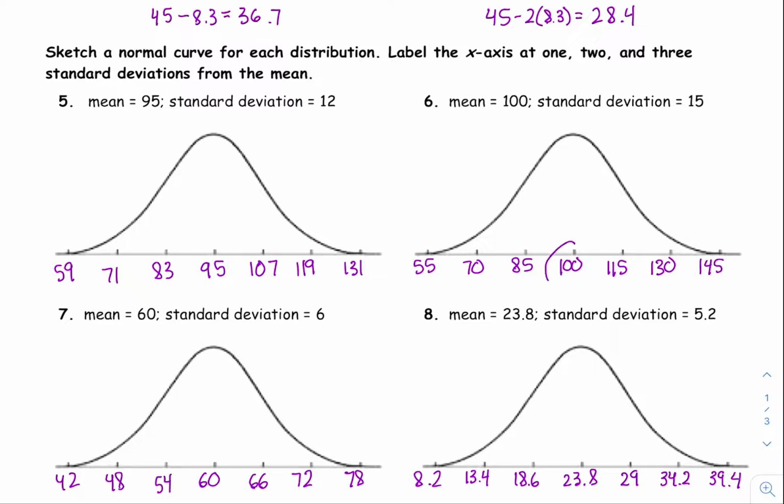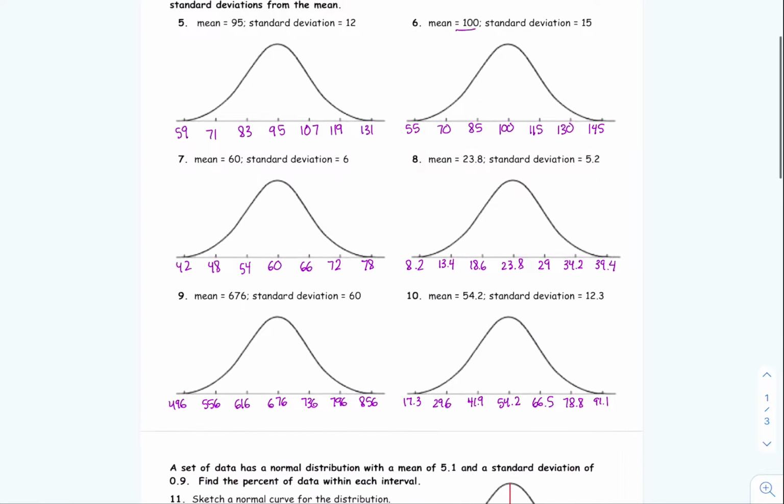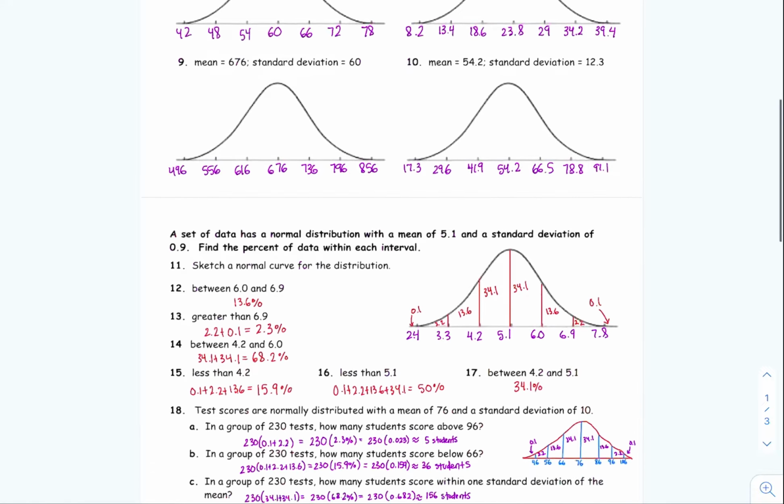Like this one, the mean is 100, so you put 100 in the middle, and then you go plus 15, plus 15, plus 15. 100 in the middle, minus 15. One standard deviation away, which is 15. Okay, so I think you guys pretty much have a handle on those.